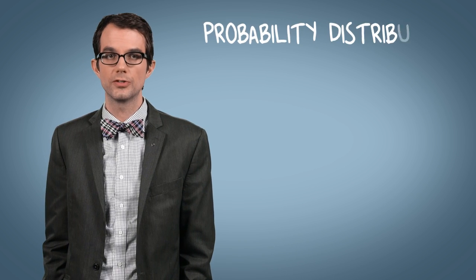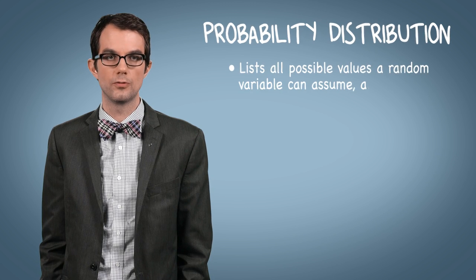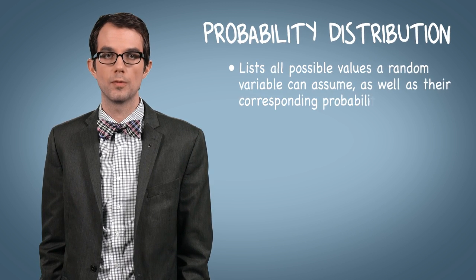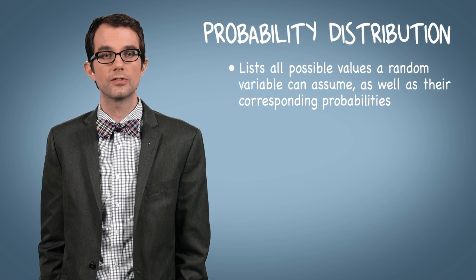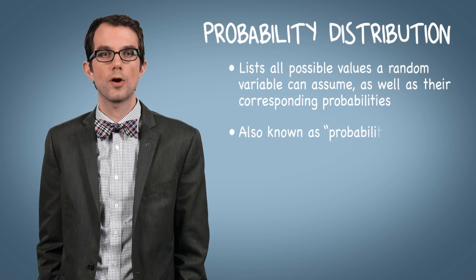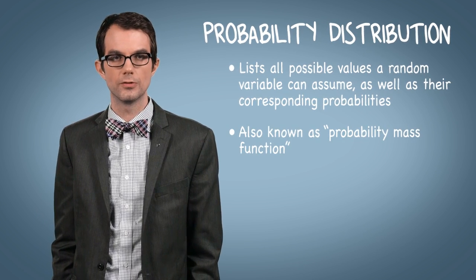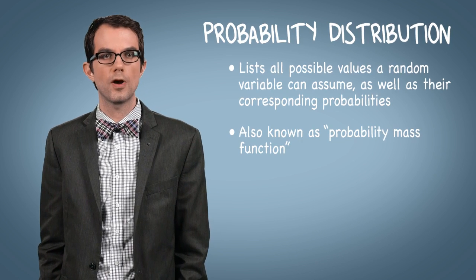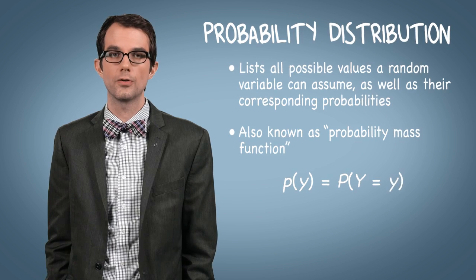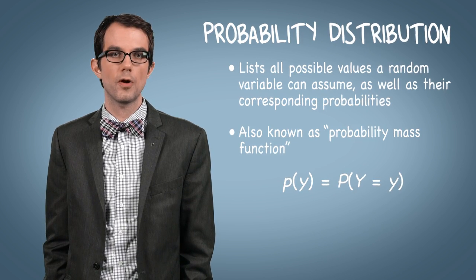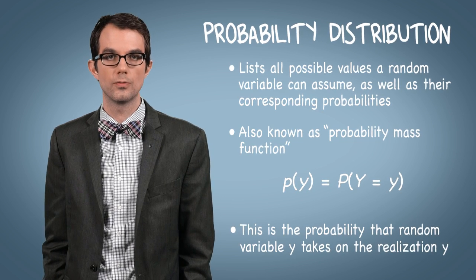The probability distribution of a discrete random variable lists all the possible values that the random variable can assume, along with their corresponding probabilities. The probability distribution of a discrete random variable is also commonly referred to as the probability mass function, though I generally use probability distribution. The notation for the probability of a realization of a discrete random variable capital Y is shown on the screen. We say that there's a probability that random variable capital Y takes on a realization lowercase y.